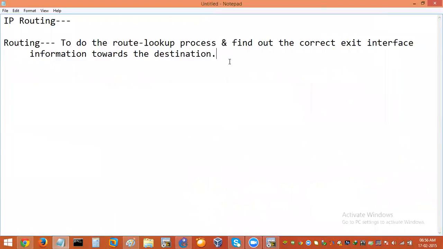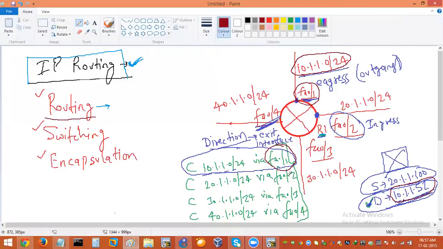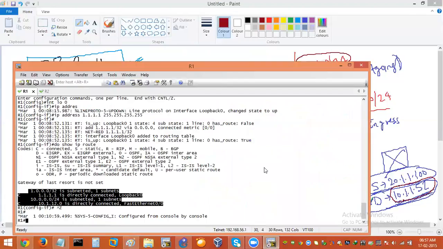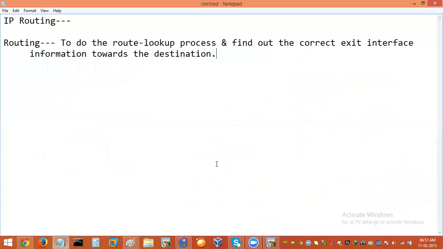So do you understand the importance of finding the right exit interface? Because if by mistake the device forwards the packet in the wrong direction, meaning on the wrong exit interface, the packet is never going to reach its destination. The packet will just loop in the network. So the routing process in IP routing is to find out your exit interface. So in each entry here, what is important? The most important part is 0/2, 0/3, 0/3, because that is telling me which interface the packet should be forwarded.